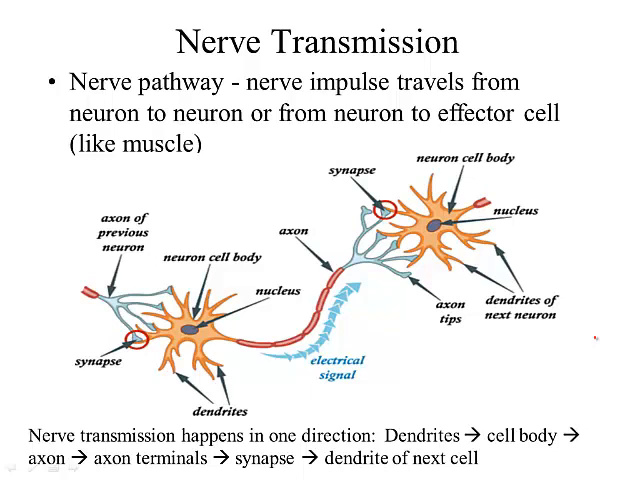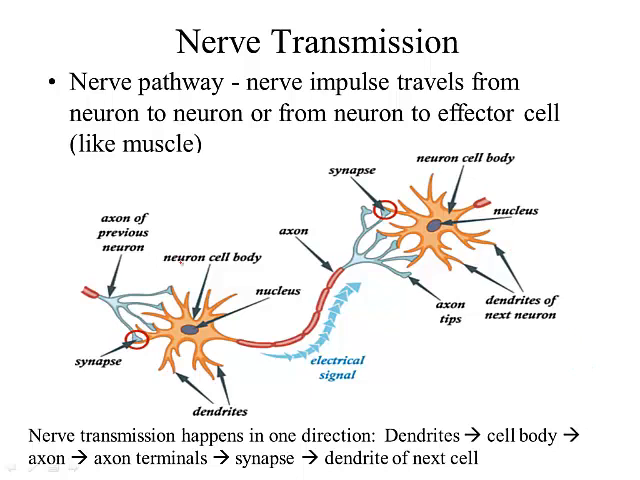So in every nerve pathway, the impulse is going to travel in only one direction from one neuron to another, or from a neuron to an effector cell, like a muscle or something that is going to make an event happen. So nerve transmission, I said, always goes in one direction.